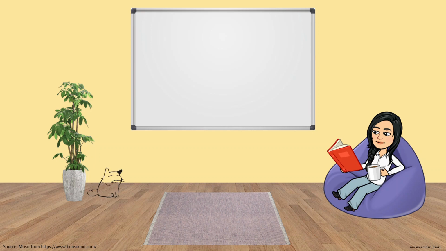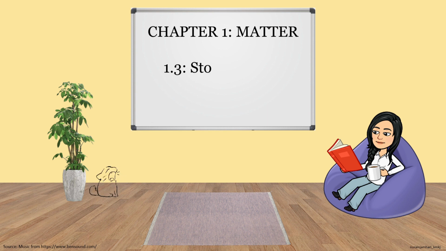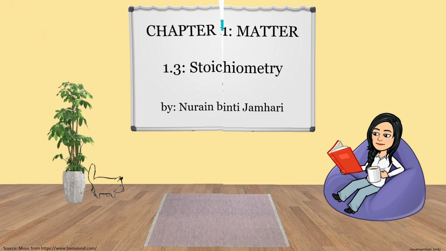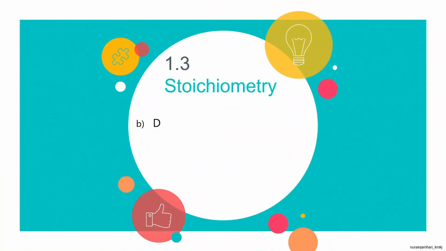Assalamualaikum and hi! In this video, we are going to look at Chapter 1, Matter, Subtopic 1.3, Stoichiometry. The learning outcome for this video is to define limiting reactant and percentage yield.